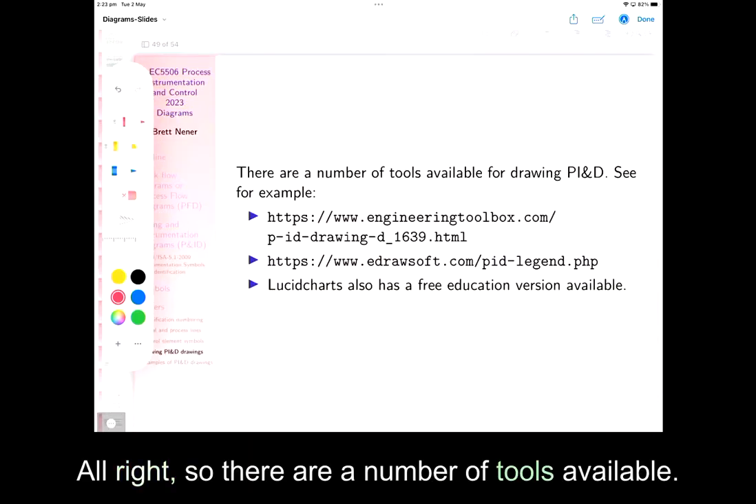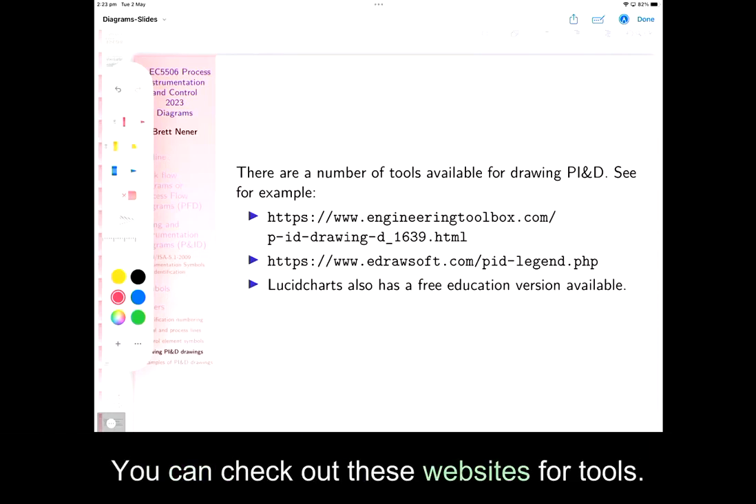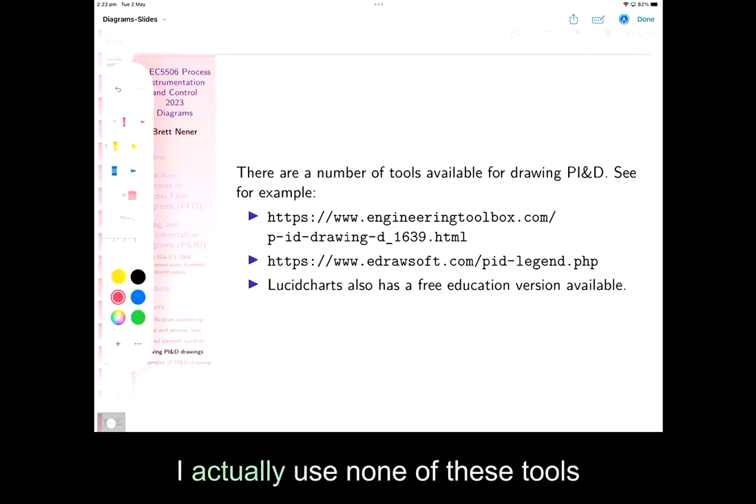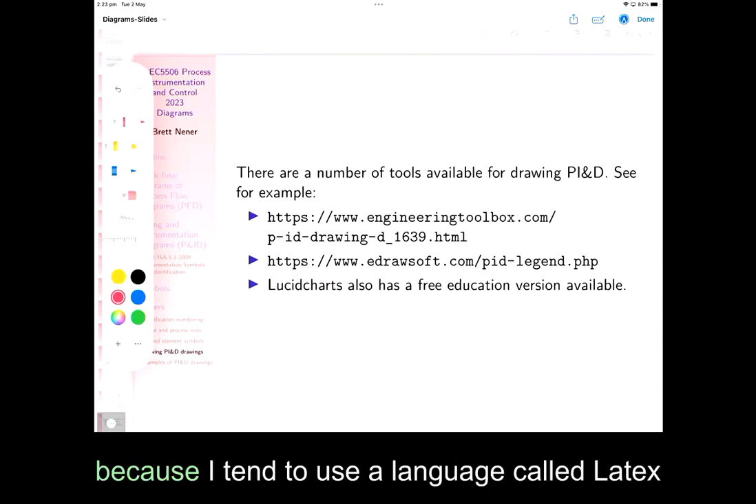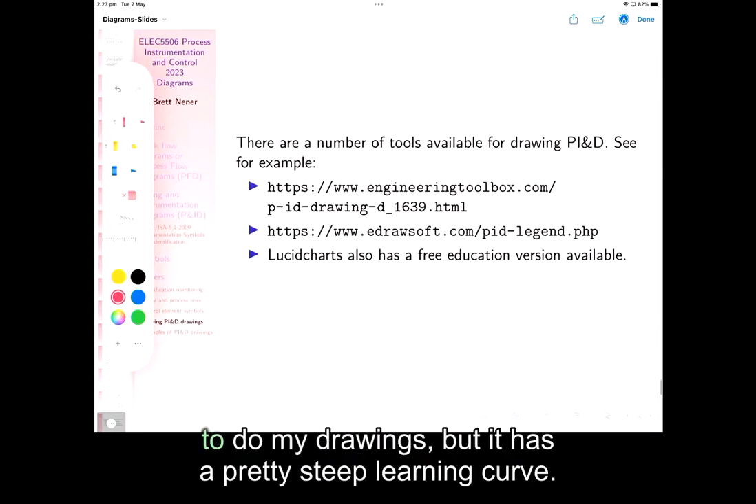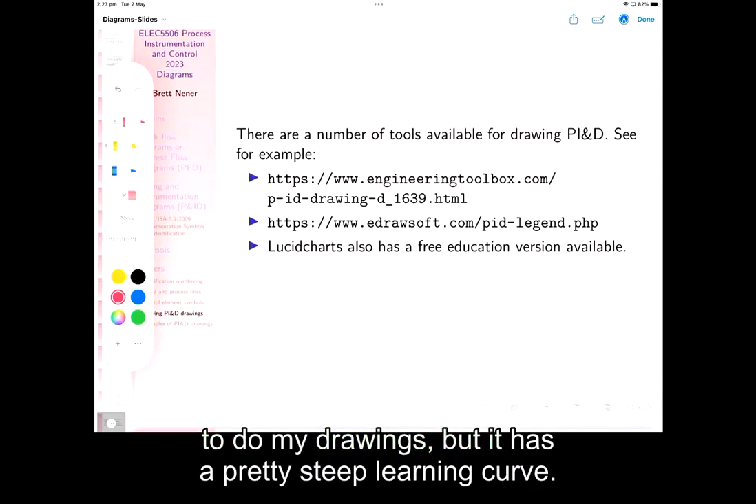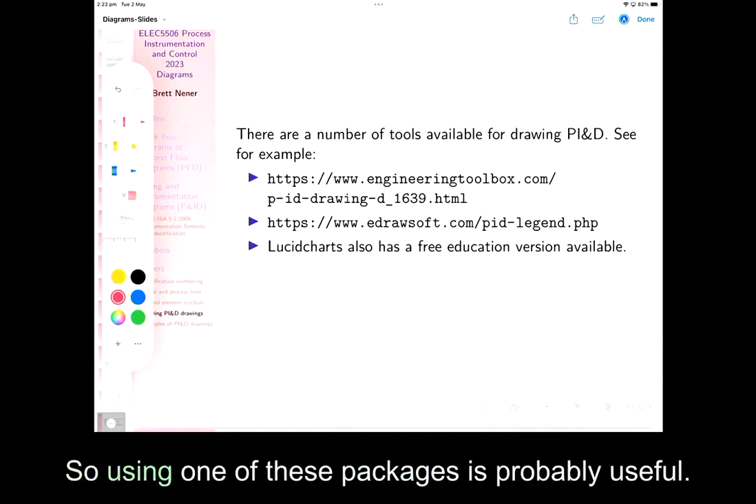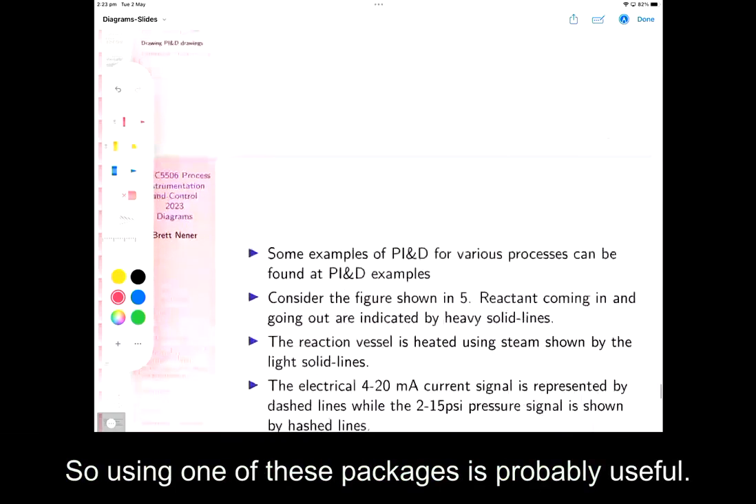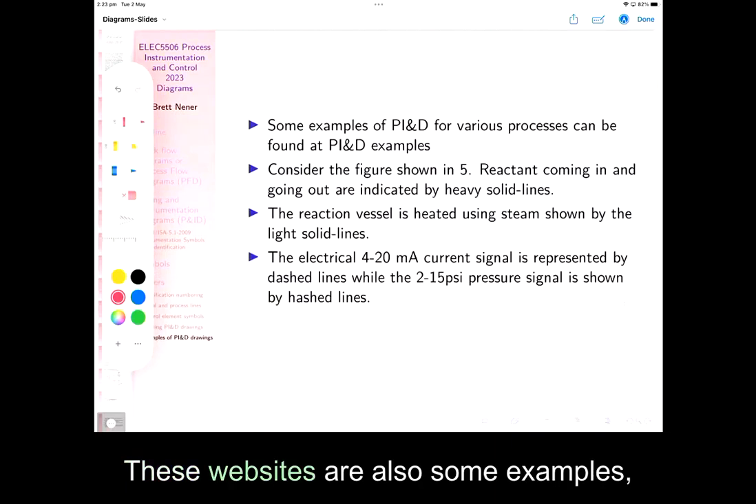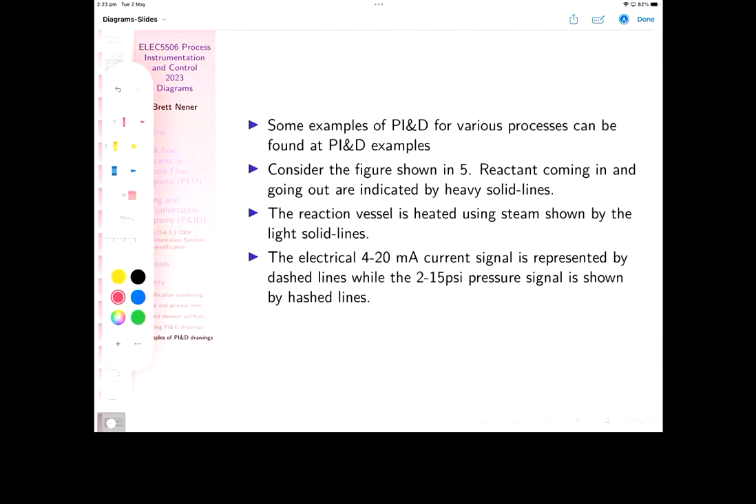All right, so there are a number of tools available. You can check out these websites for tools. I actually use none of these tools because I tend to use a language called LaTeX to do my drawings. But it has a pretty steep learning curve, so using one of these packages is probably useful. These websites are also some examples, so it's a good idea to have a look. So we'll have a look at a few.